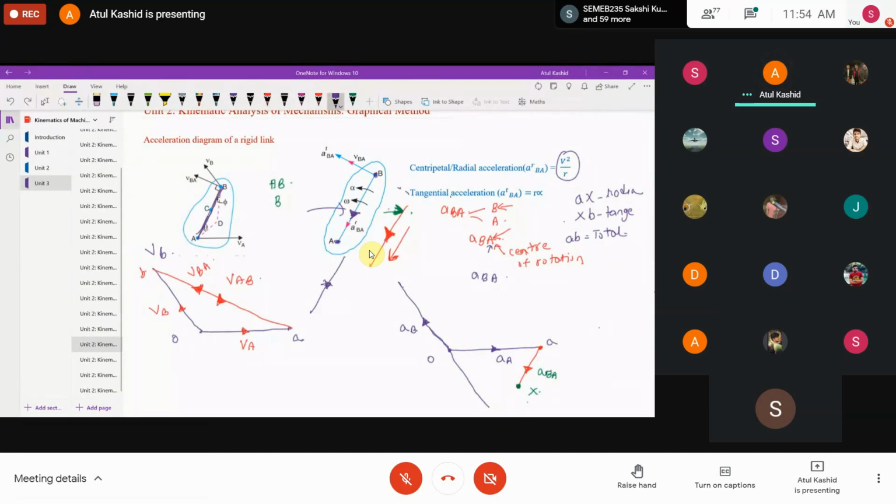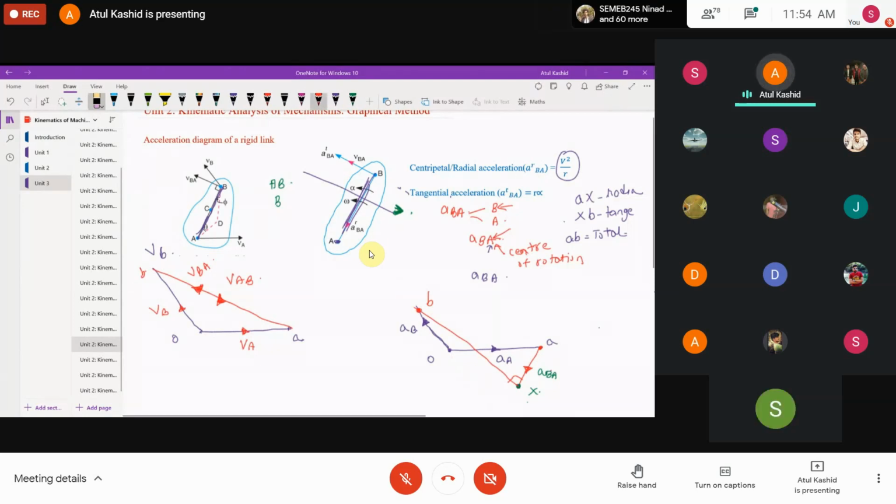Now last thing, we know that tangential acceleration is perpendicular to the link AB, right? So you have to draw a line which is perpendicular to the link AB. I will start from here and draw it like this. So this is perpendicular and it is intersecting over here. So this is the point B over here. Okay, I will erase the other parts.